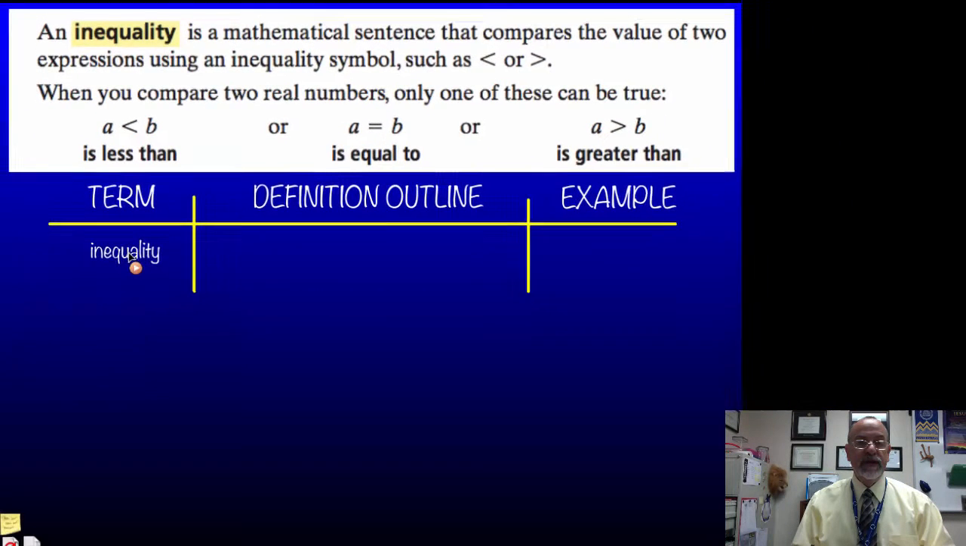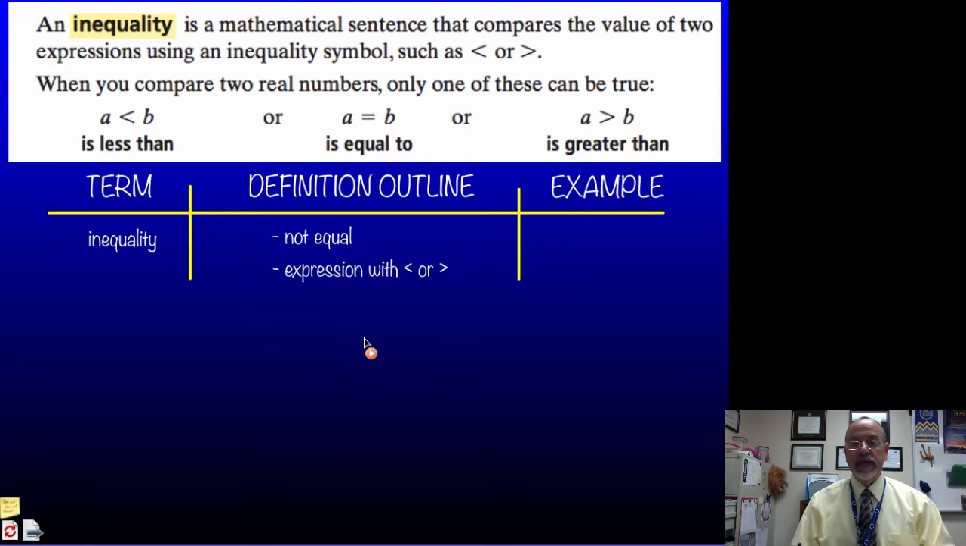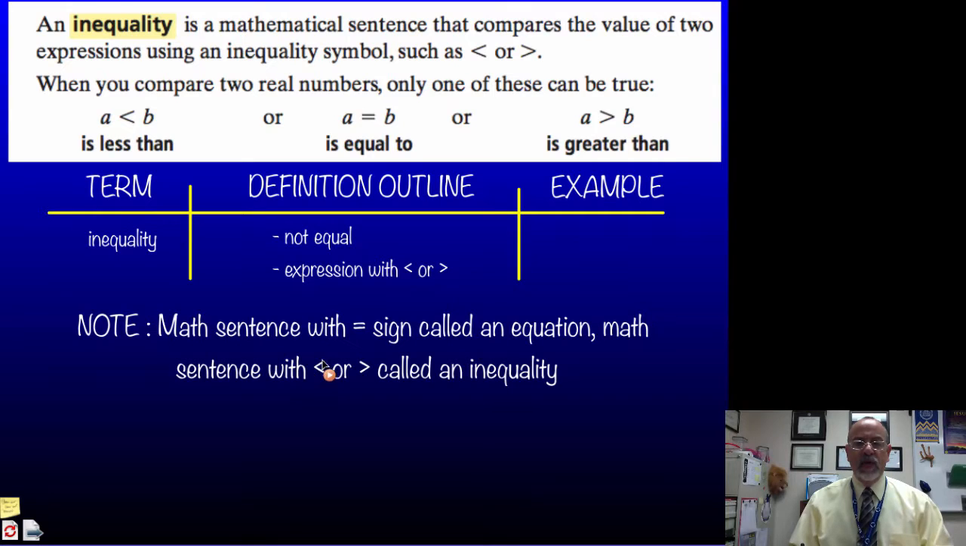So if we're going to put that in our notes, we might just say something very simple like it simply means not equal to, and it's an expression in math that has this less than or greater than symbol. And that's pretty much the only definition that we need to be aware of or be able to express. Now, we have been working with equations, and we know that when we have an equal sign, that's what makes an expression an equation. If we have a math sentence that has either the less than or the greater than symbol, this is called an inequality.